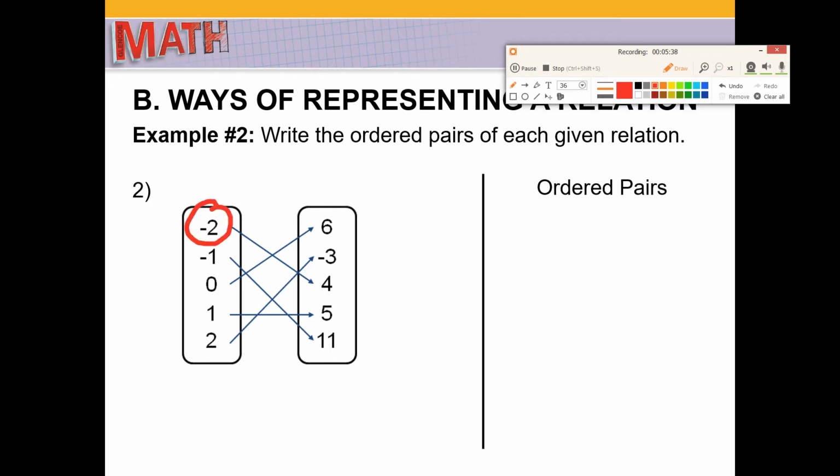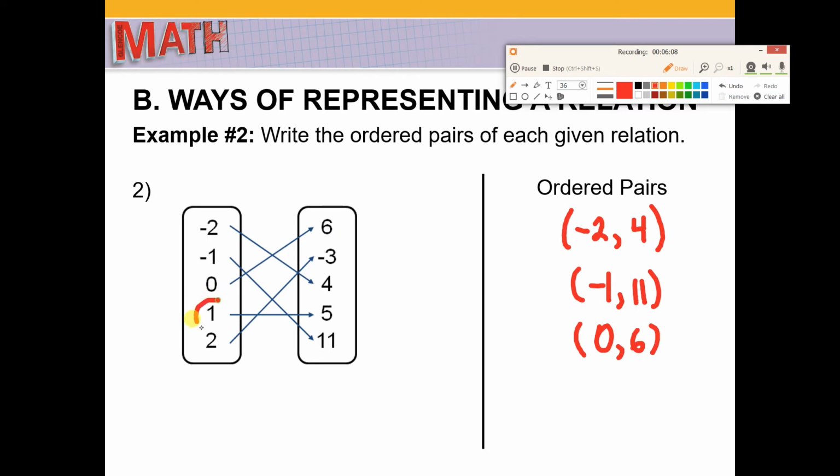-2 going to 4. Now, when we write the ordered pairs, it means that that would be -2, 4. And then -1 going to 11. So that would be -1, 11. The third example would be from 0 going to 6. So the ordered pair would be 0, 6. And then from 1 going to 5. So that would be 1, 5.